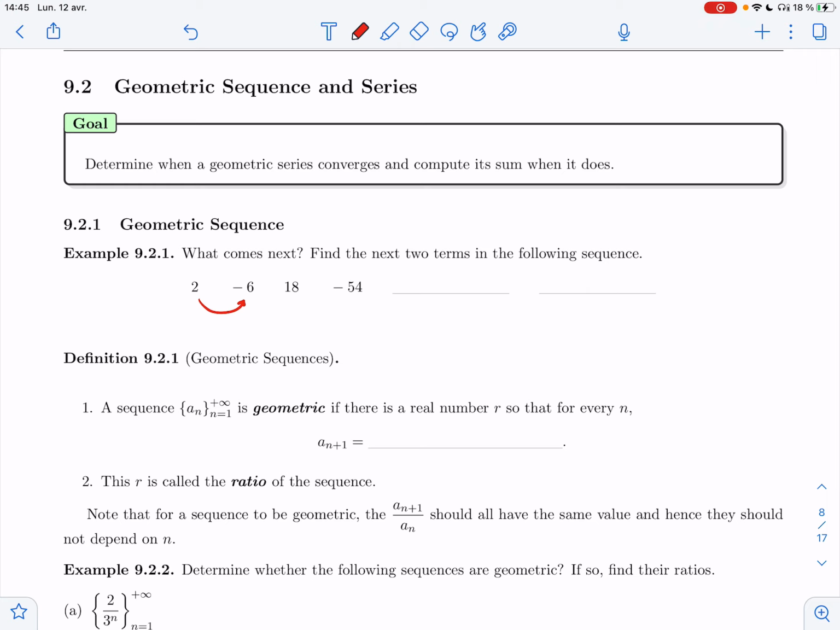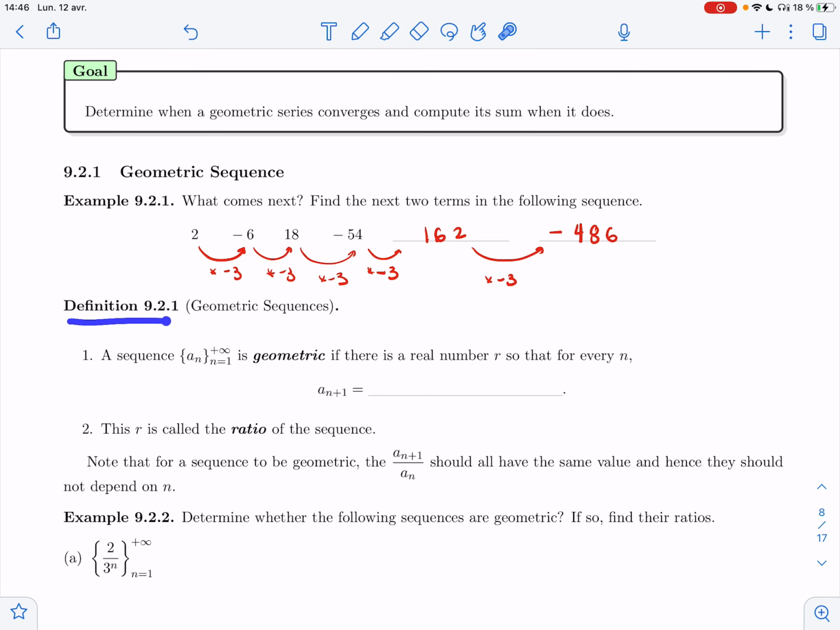I don't know if you've noticed the pattern, but here the term gets multiplied by minus 3. If I multiply minus 6 by minus 3, I'll get 18. And if I multiply that by minus 3, I will get minus 54. So I'm assuming the pattern continues like that. The next term is gotten by multiplying minus 54 by minus 3, so I get a positive number, 162. And it keeps going, so I'll get a negative number, minus 486. And the sequence continues that way.